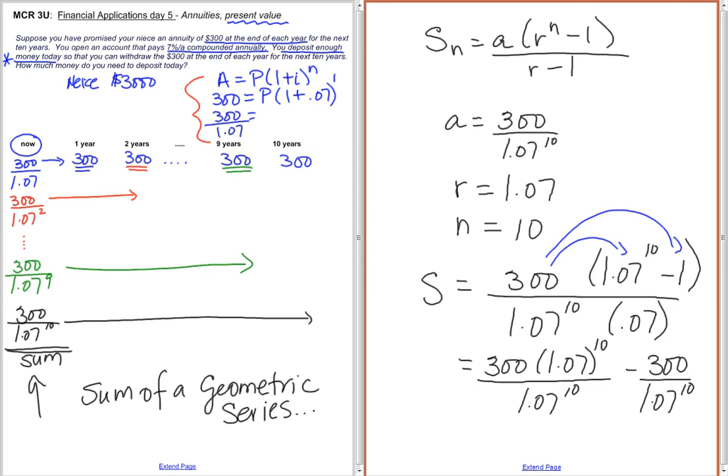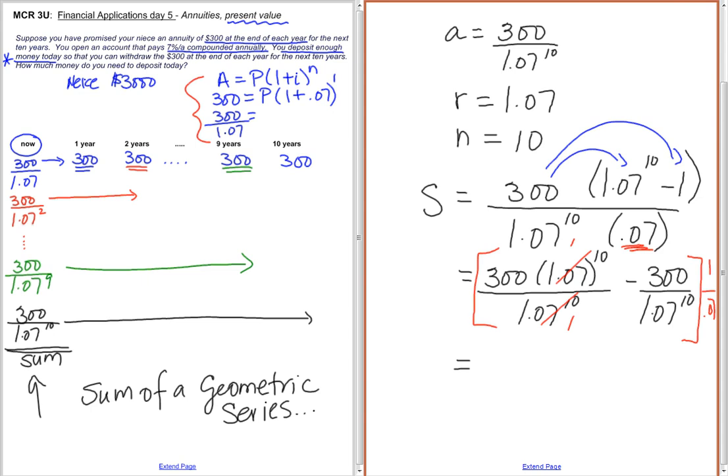Notice I'm missing him, so I'm going to do all of this, and I'll just tack him on the end. I did that so that these two things can cancel out. And I am left with, taking the 300 back out again, 300 times 1 take away 1 over 1.07 to the 10. There we are. We have our formula.